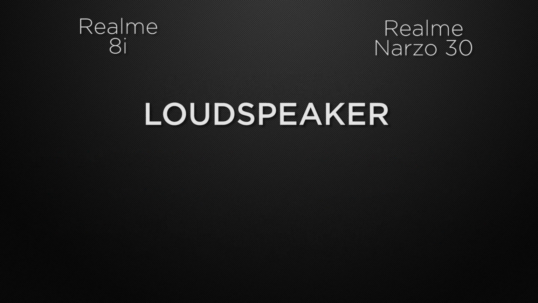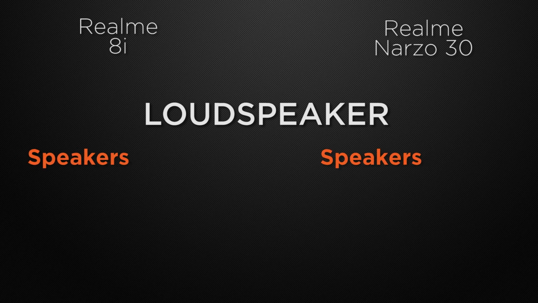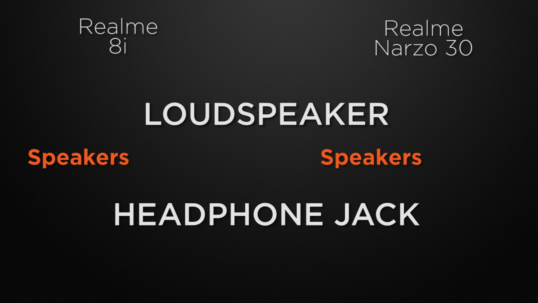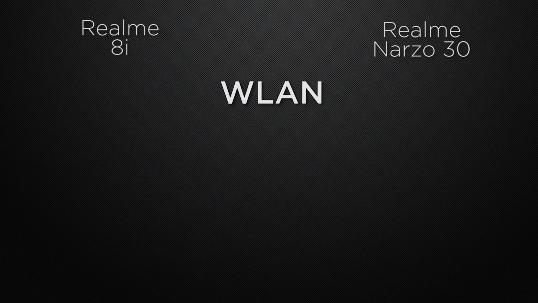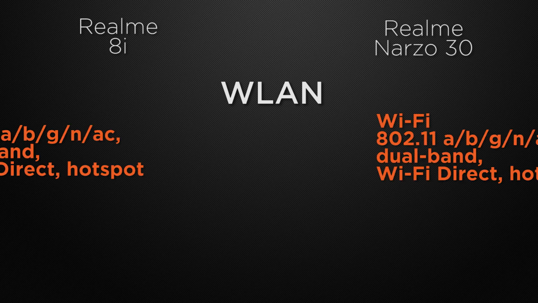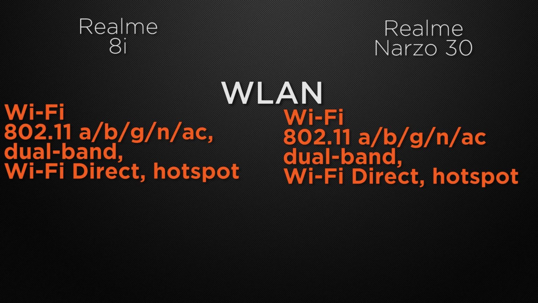Let's talk about the loudspeaker of the devices. 8i has normal speakers, whereas Narzo 30 has normal speakers too. So it's a tie here. And about the headphone jack of the devices, 8i has a 3.5mm headphone jack, whereas Narzo 30 also has one, so it's a tie. Moving to the communication chips in the devices, starting with the WLAN of the devices. Both of the devices have Wi-Fi, AC, dual band, Wi-Fi Direct and hotspot, so it's a tie.